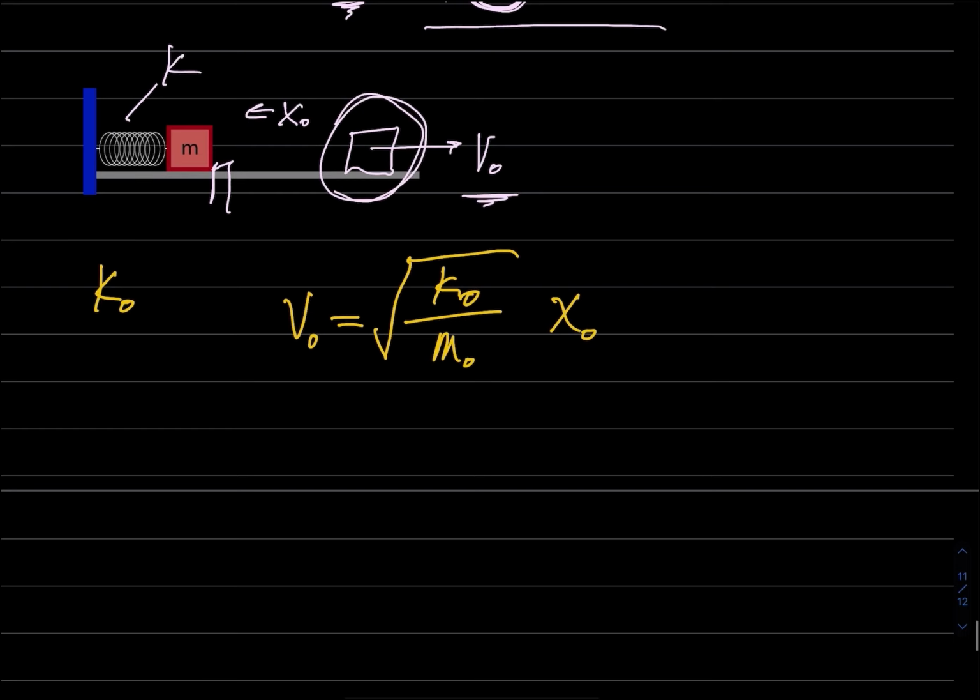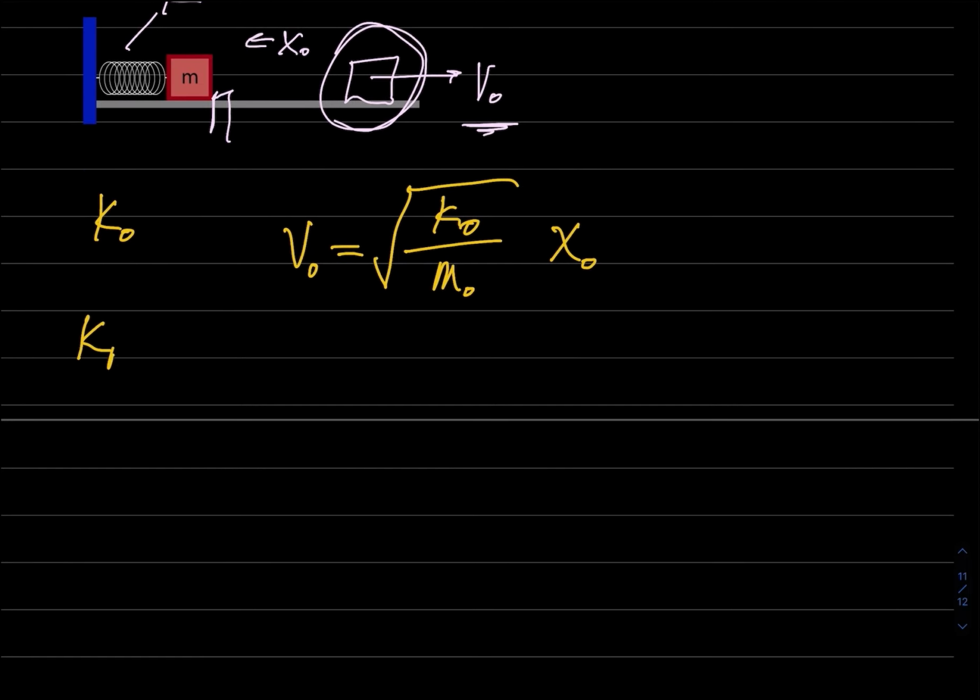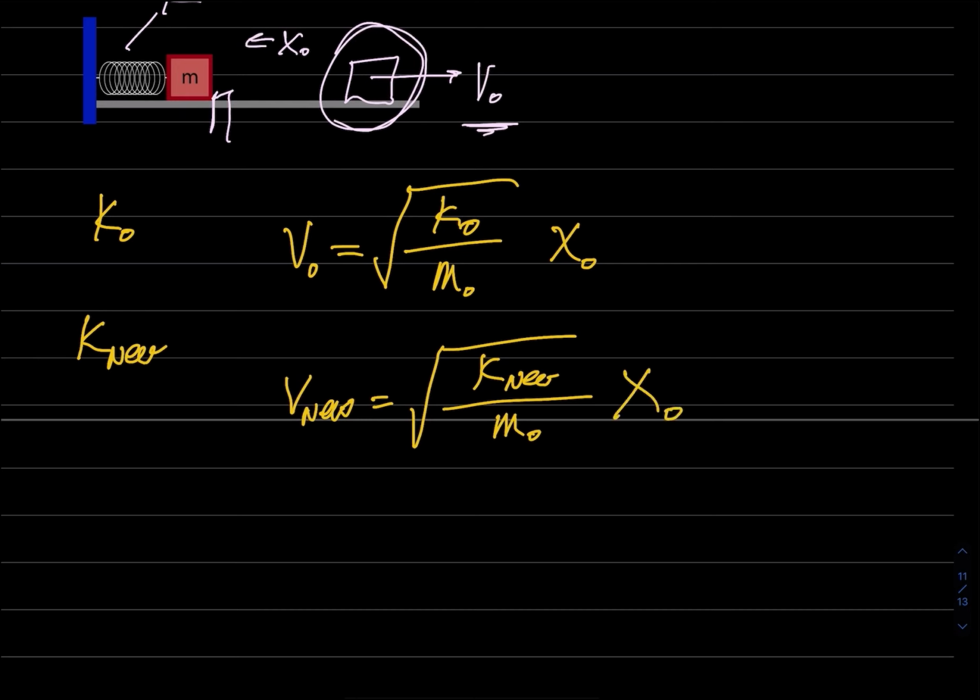So now we're going to run this again with the new spring constant. So we're going to say the new velocity from the new spring constant equals the square root of the new spring constant divided by the new mass, but the mass is the same, so I'll call it m sub naught, times the new displacement, but that's the same too, so we'll call that x sub naught. But now we know that the new spring constant is 3 times the old spring constant, because that was the point of the problem. So let's write that in.